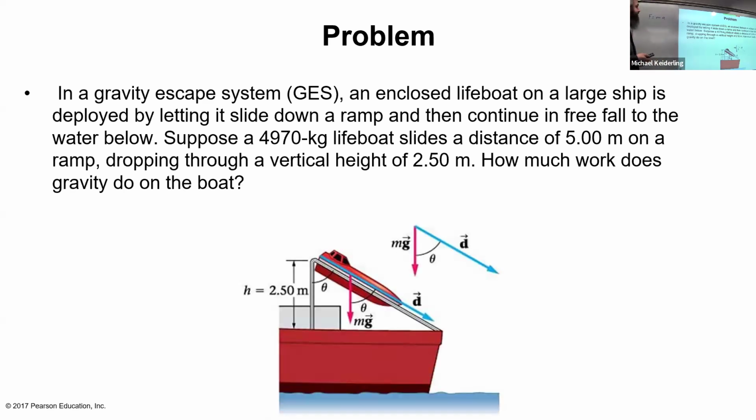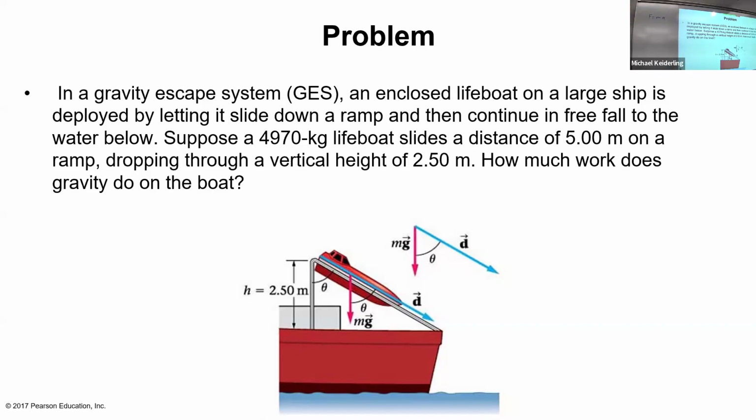So here we have a gravity escape system where an enclosed lifeboat on a large ship is deployed by letting it slide down a ramp and then continue to free fall into the water below. Suppose a 4,970 kilogram lifeboat. Remember, the weight of a lifeboat is going to be mg. Maybe I shouldn't use W for weight because W is work. That's one of the problems we can have. But remember that the force of gravity is mg.